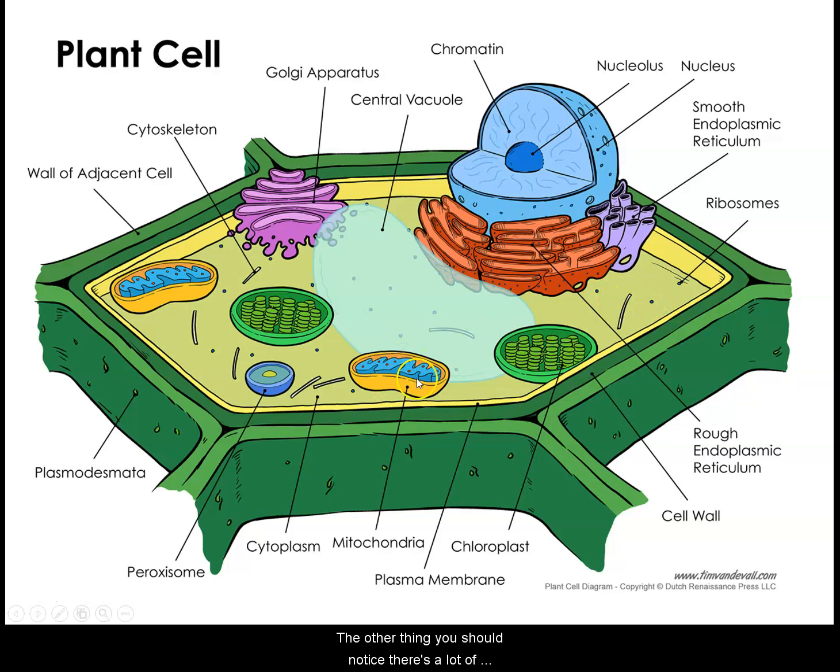The other thing you should notice is a lot of students mistakenly think that plant cells do not have mitochondria. They indeed do. You'll see they have other membrane-bound organelles, such as peroxisomes. However, one of their other really unique structures is the presence of a chloroplast.